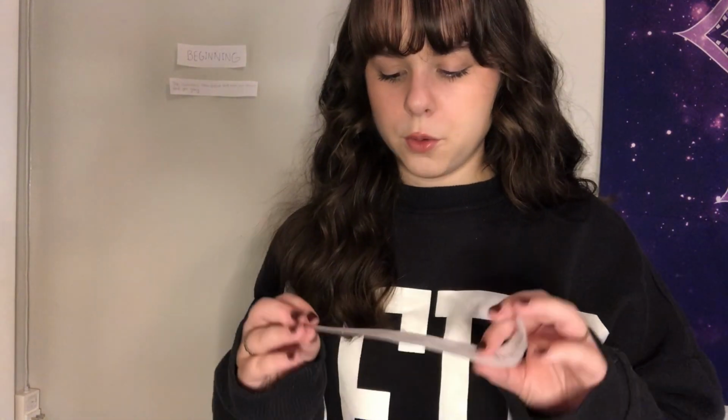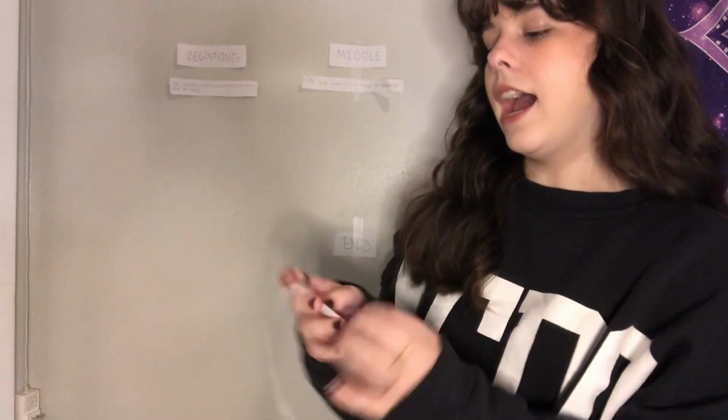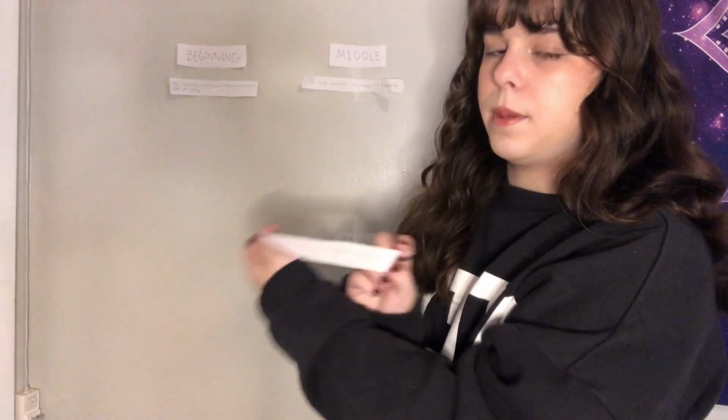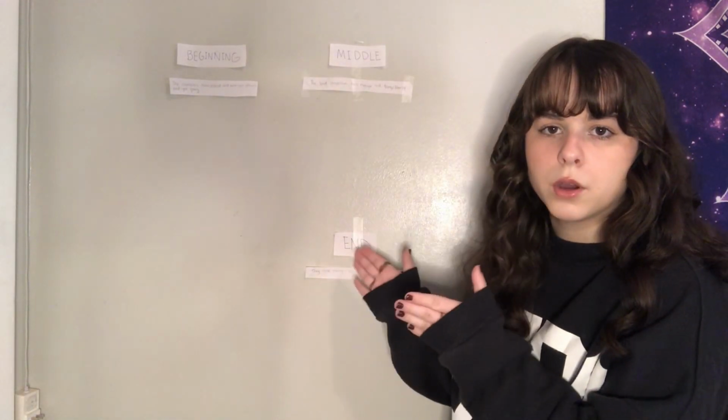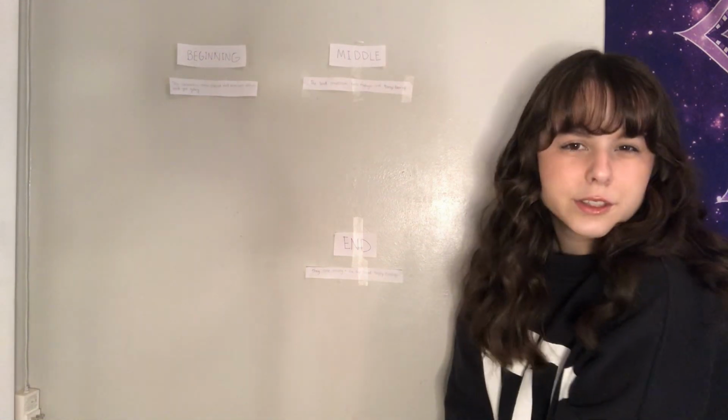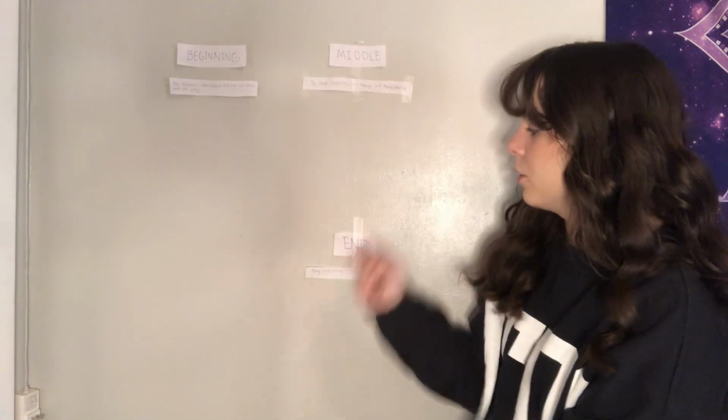Then for the middle / plot twist, we have the band competition falls through and things blow up. Go ahead and tape that under middle. And then for the end, I have they raise money and fix the band, happy ending. So I'm going to tape that under the end. So as you can see, we have a very bare bones plot structure here. It's also very simple, just with the beginning, middle, and end.